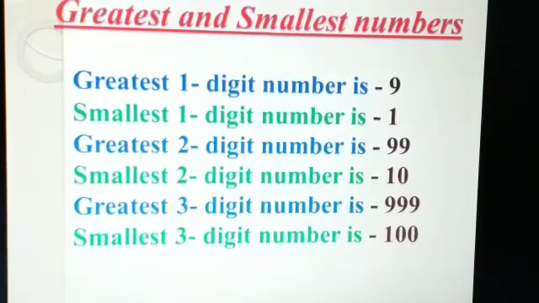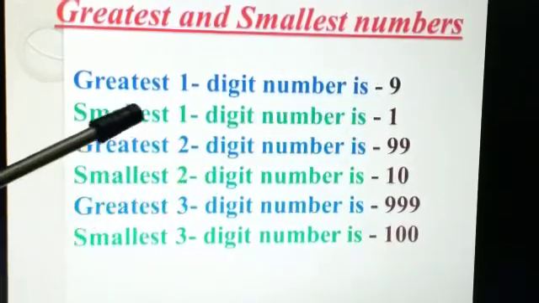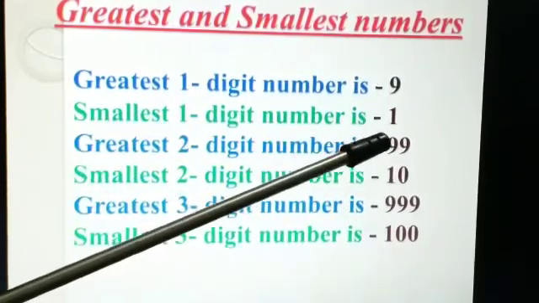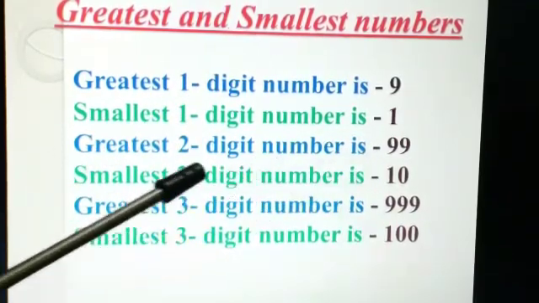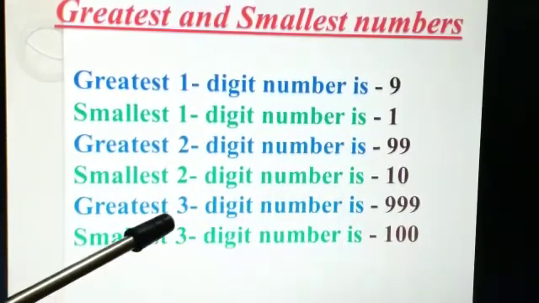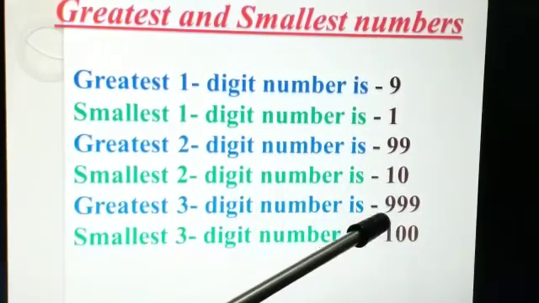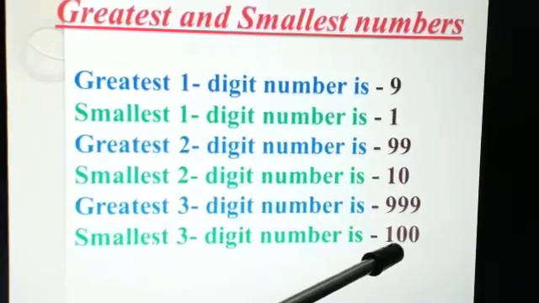Now we will learn the greatest number and the smallest number. The greatest 1-digit number is 9. The smallest 1-digit number is 1. The greatest 2-digit number is 99 and the smallest 2-digit number is 10. The greatest 3-digit number is 999 and the smallest 3-digit number is 100.